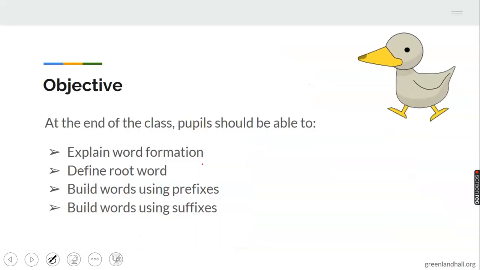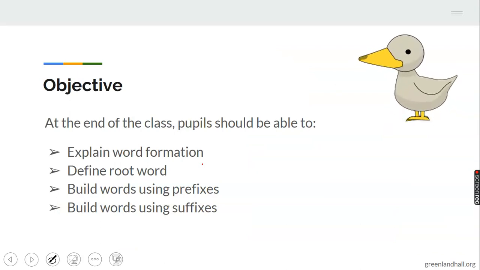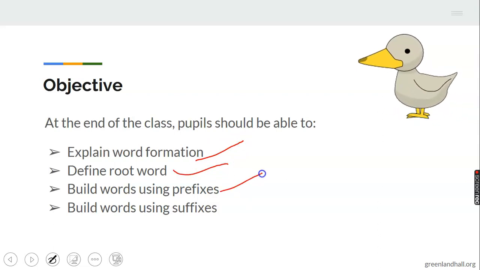Now let's go to the objective of the class. At the end of this class, you should be able to explain what word formation means, define root word, build words using prefix, build word using suffix.